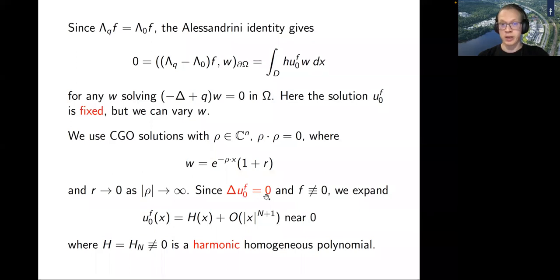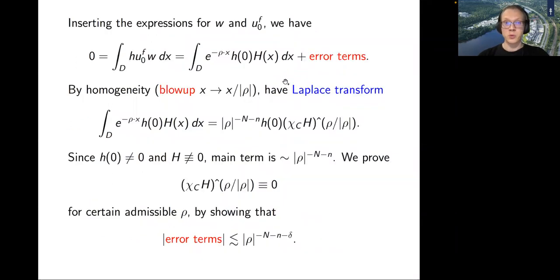This function is real analytic. So this expansion is H(x) plus order of |x| to the power n plus 1 near the origin, where H is a homogeneous polynomial of degree n. It will be harmonic because the solution is harmonic. So you are going to plug these two formulas into this identity here. So what do you get?